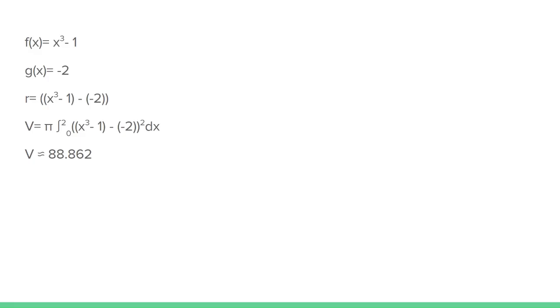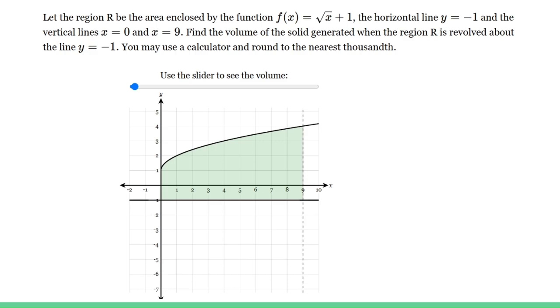Alright, let's go to our third and final problem here. Let the region R be the area enclosed by the function f of x equals square root of x plus 1, the horizontal line y equals negative 1, and the vertical lines x equals 0 and x equals 9. Find the volume of the solid generated when the region R is revolved about the line y equals negative 1.